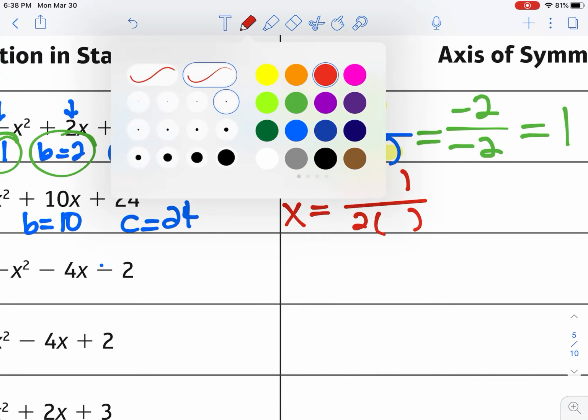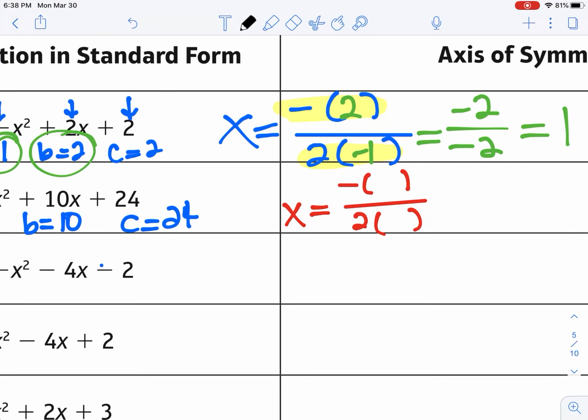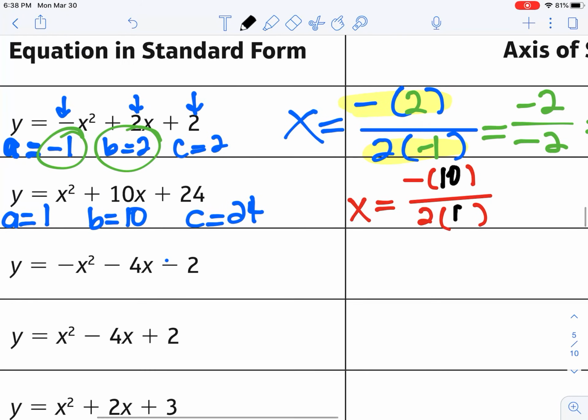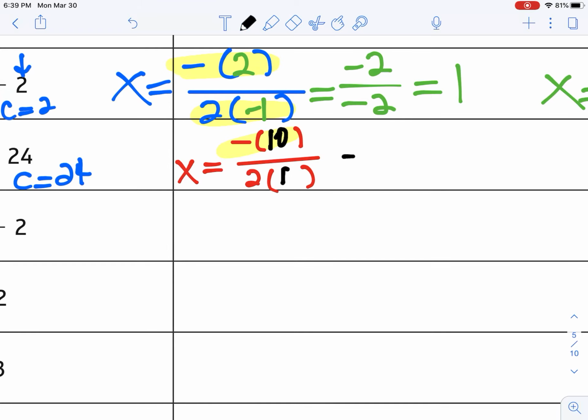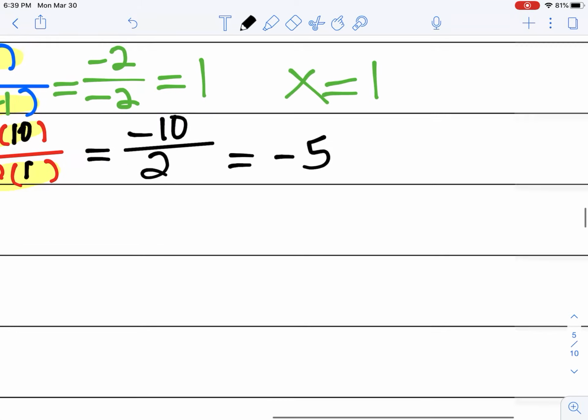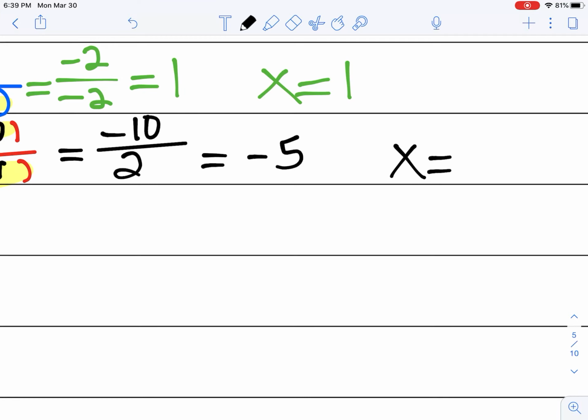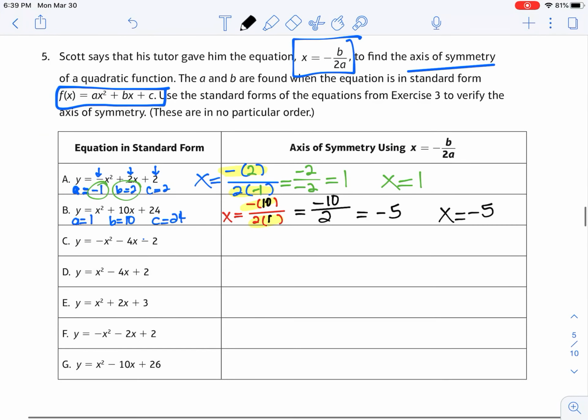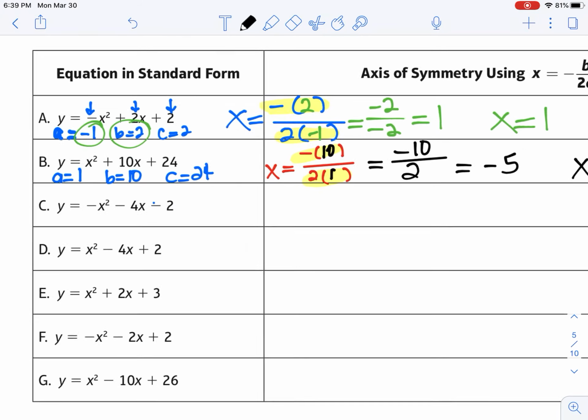When we plug in, b goes on top, b is a positive 10, and a is a positive 1. So a negative times 10 is a negative 10. Divide that by the product of 2 and 1. 2 times 1 is 2. Negative 10 divided by 2 is a negative 5. So we would get the line of symmetry at x equals negative 5. All right, let's try one more, and then I'm going to have you try a couple.